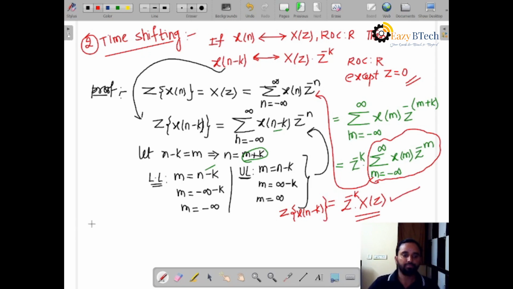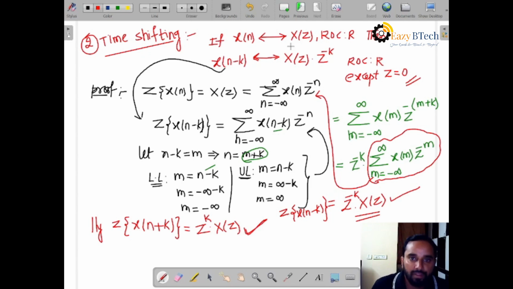Similarly, we can write the z transform of x of n plus k. How much can you expect? The answer is z power plus k into X of z. Z power plus k here, because for n plus k it is z power plus k, and for n minus k, z power minus k. So this is clearly the time shifting property.